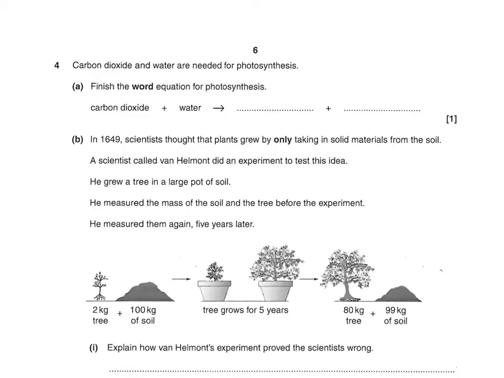Next question, carbon dioxide and water are needed for photosynthesis. Finish the word equation. So carbon dioxide plus water, and that makes glucose and oxygen. It doesn't matter which way round you write those.